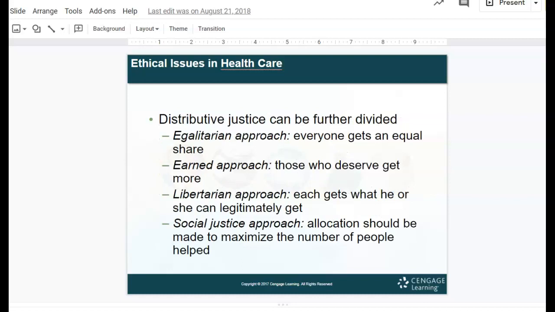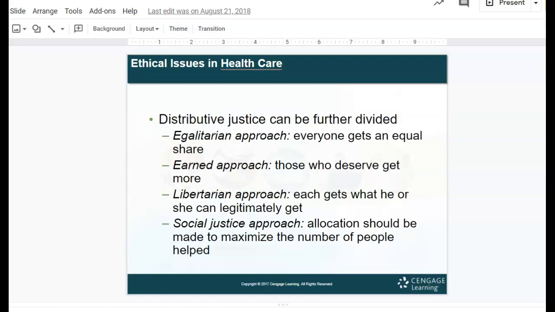Distributive justice can actually be broken down a little bit further into four separate categories. You have the egalitarian approach, which is where everybody gets an equal share of whatever is being distributed. The earned approach is those who deserve get more. The libertarian approach is each gets what he or she or they can legitimately get. And then the social justice approach is where you allocate based on the maximum necessity. This is where we try to help as many people as possible with the limited supply that's available.